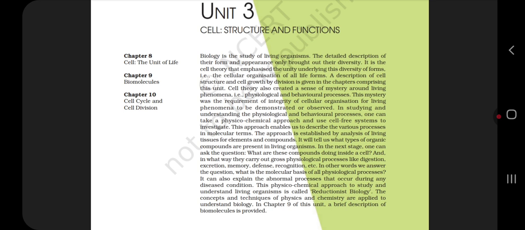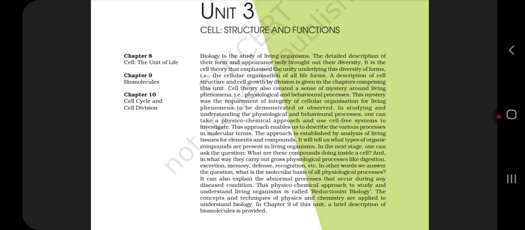Cell theory also created a sense of mystery around the living phenomena, that is, physiological and behavioral processes. This mystery was the requirement of integrity of cellular organization for living phenomena to be demonstrated or observed. In studying and understanding the physiological and behavioral processes, one can take a physiochemical approach and use cell-free systems to investigate. This approach enables us to describe the various processes in molecular terms.